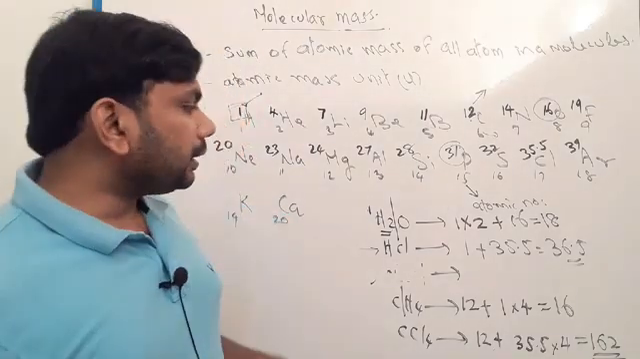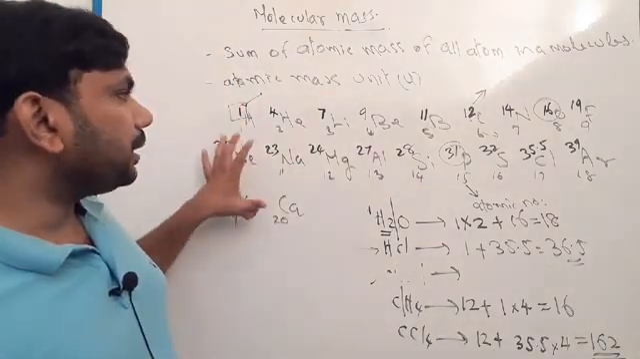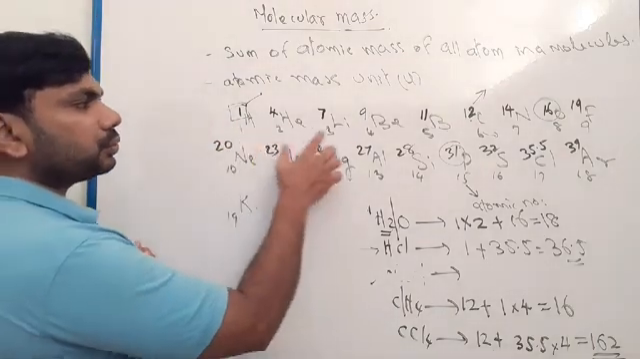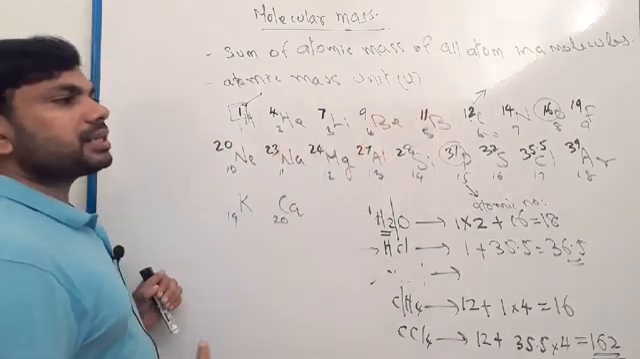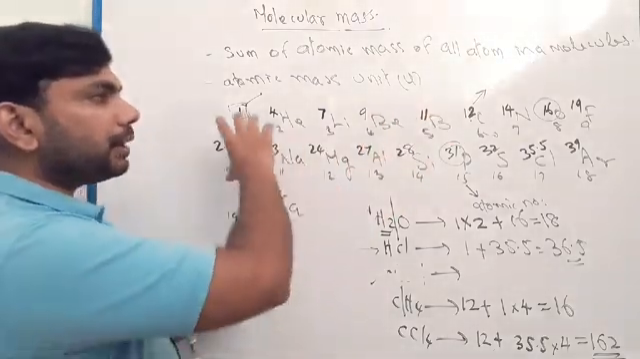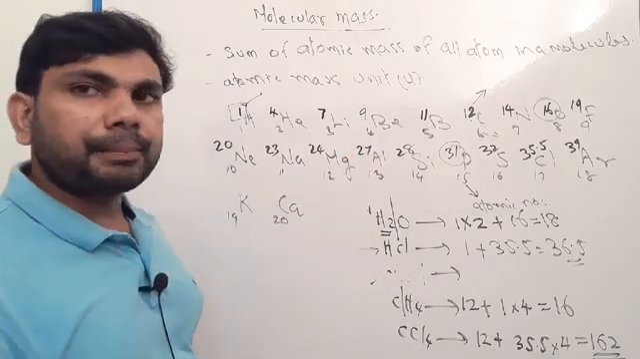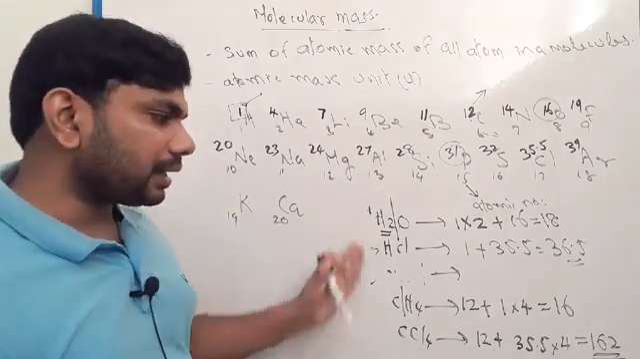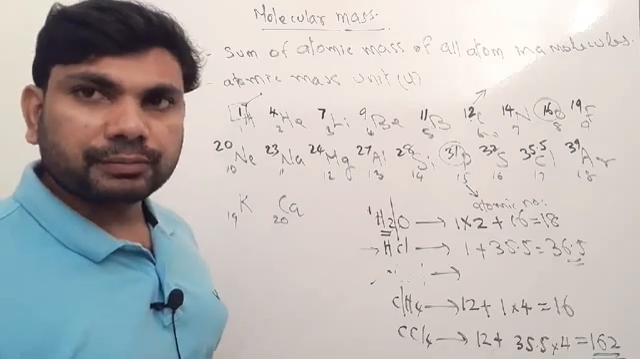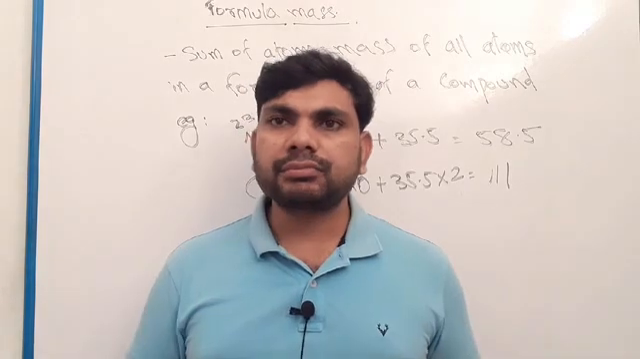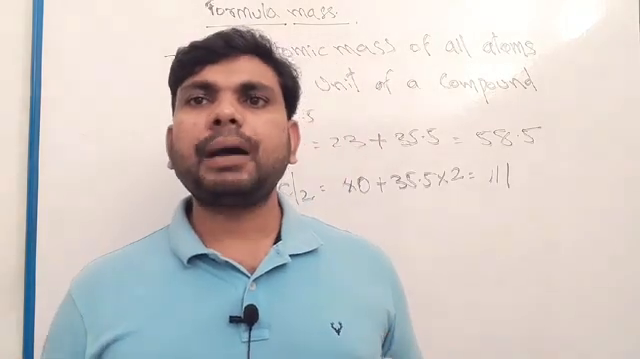And here, the first 20 elements, you remember their atomic number. Atomic number means 1, 2, 3, 4, in this order. Atomic mass also remember, then we can find their atomic mass. Molecular mass we can calculate accordingly. Clear? Okay, next one, the last point in this chapter we have to study is formula mass.